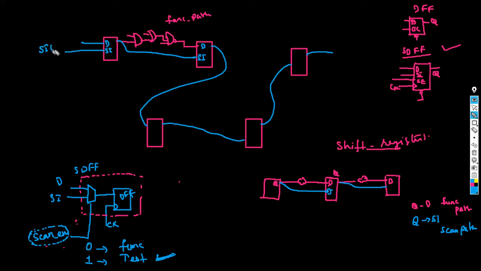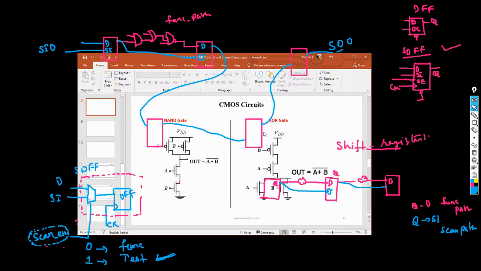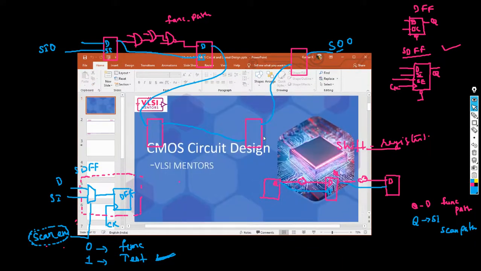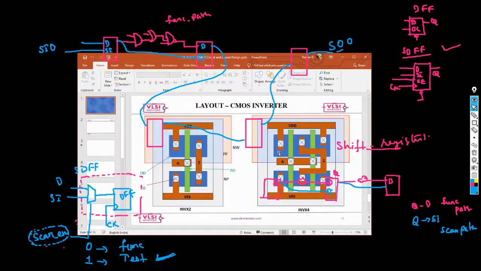So scan input 0. Okay. Now this is scan output 0. Okay. Now what we do is if we wanted to test the whole system. Now remember one thing: whatever circuits you are going to work on, in the end they all would be converted like this.